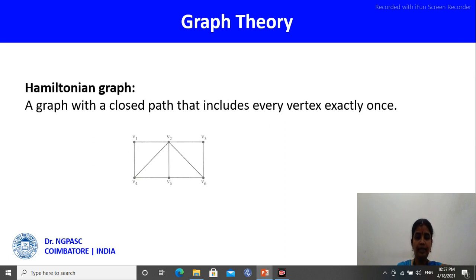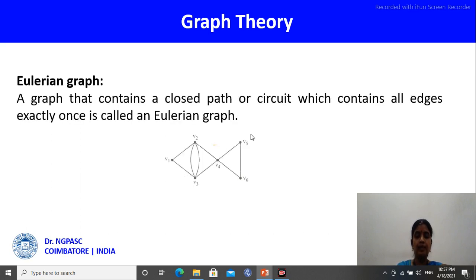Hamiltonian graph: a graph with a closed path that includes every vertex exactly once. If a closed path contains every vertex exactly once, that graph is a Hamiltonian graph. If a closed path contains all edges exactly once, it is an Eulerian graph. This is an example of an Eulerian graph. Here there exists a path such that it contains all the edges exactly once.